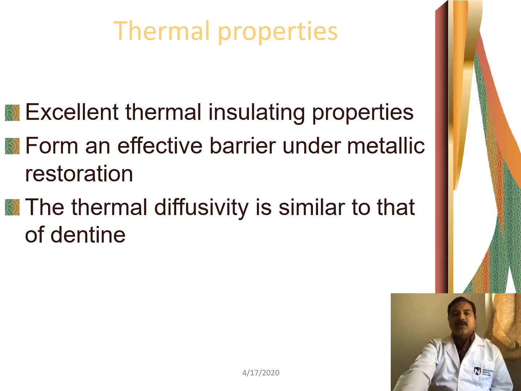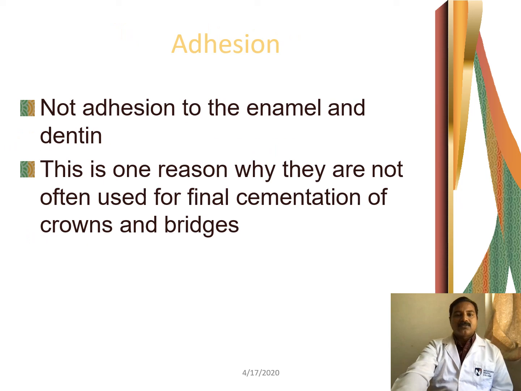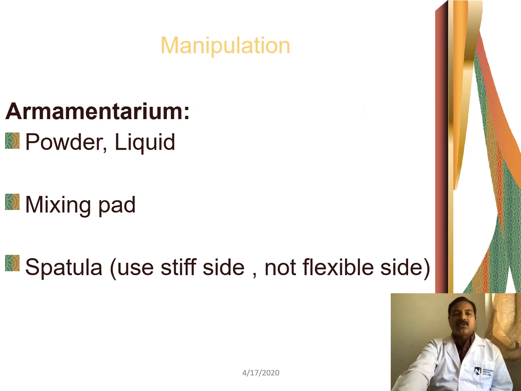Then coming to the thermal properties, the thermal diffusivity is similar to that of dentin. So it can act as an effective barrier under metallic restoration. It has effective insulating properties also. One disadvantage with this cement, or the reason for less usage of zinc oxide eugenol in multiple areas, is that it doesn't have adhesion to enamel and dentin. So that's why it cannot be used in final cementation of crowns and bridges.